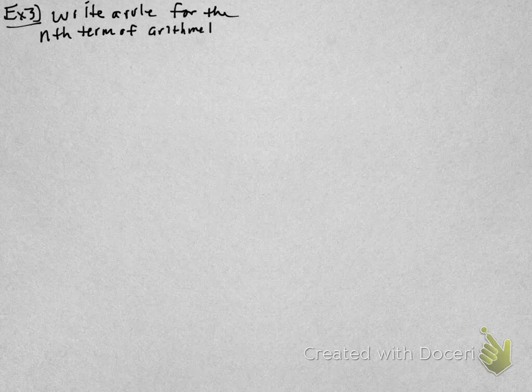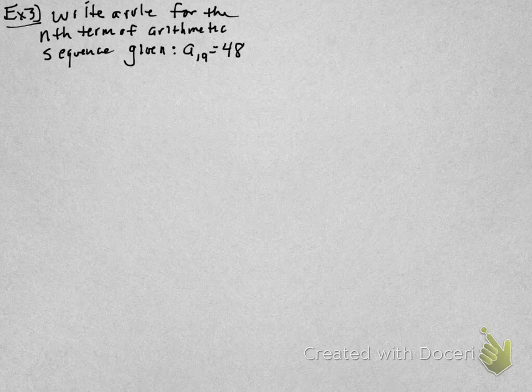Let's call this example 3. I want to write a rule for the nth term of the arithmetic sequence given a term a sub 19 equals 48, and the common difference is d equal to 3. Okay, so let's see if we can do that.